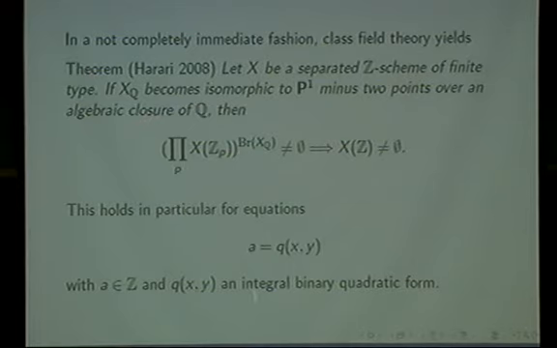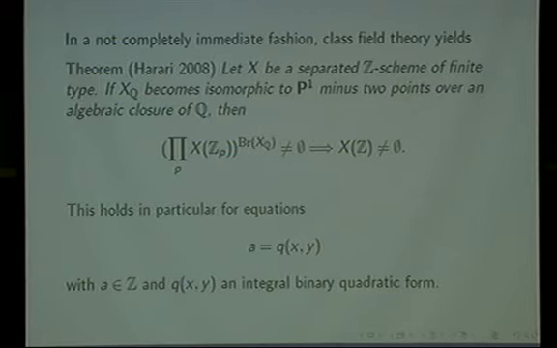So this holds in particular for equations like A equals Q of x, y, where say Q of x, y is not a product of two factors. It's irreducible, which corresponds to these two conjugate points. So in this case, this implication holds, which is quite comforting. It's comforting except for one thing, which is that this group is so enormous that it's impossible to check this condition. But theoretically, the result holds.